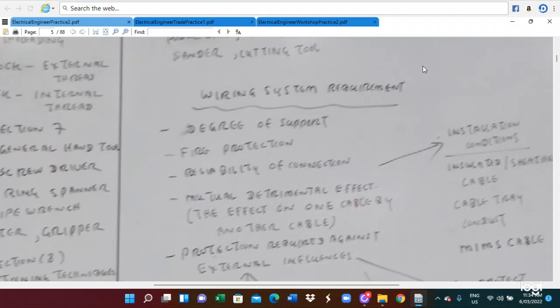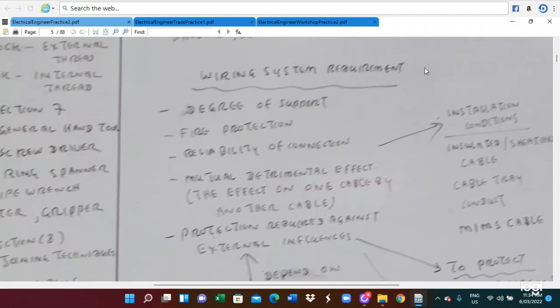So we have to design the appropriate wiring system. The wiring system is a requirement. It includes the degree of support: how to support the wire, whether you support the wire by clip, conduit, or cable tray. Those are the kinds of support included.